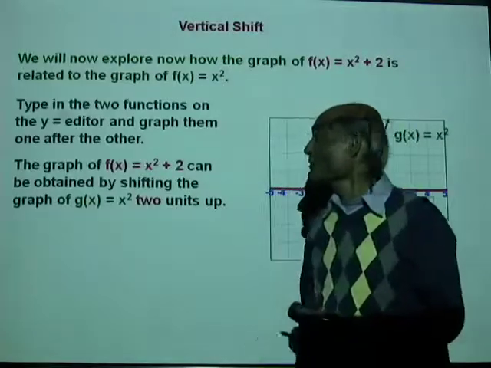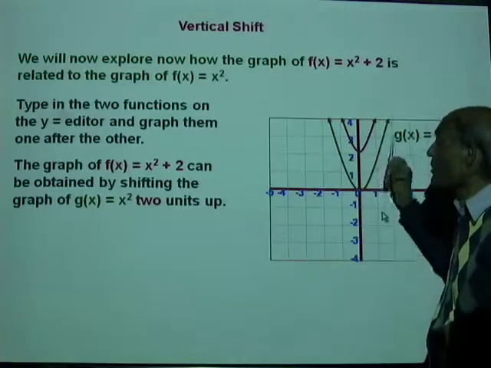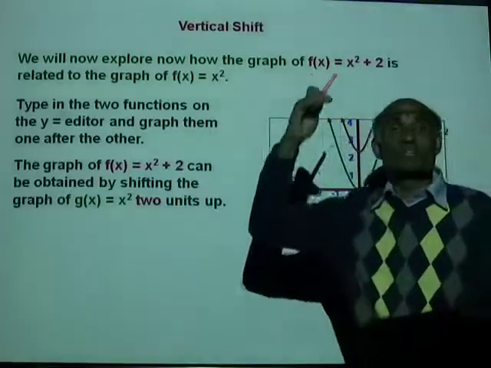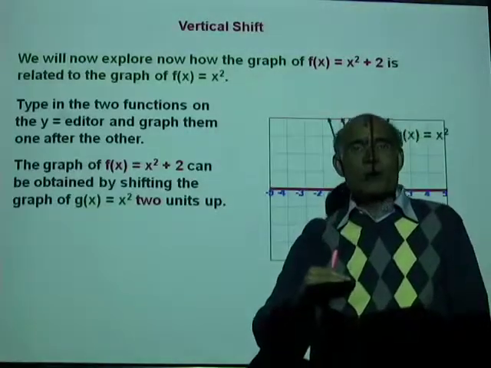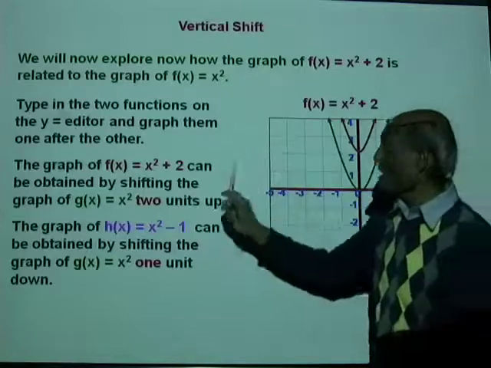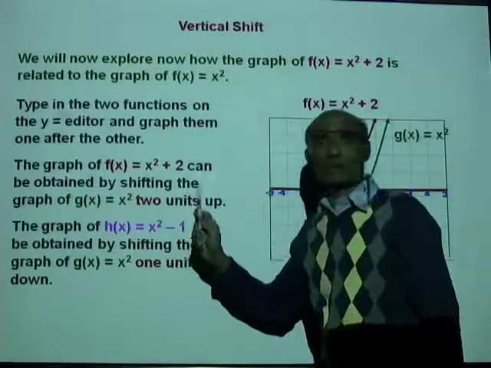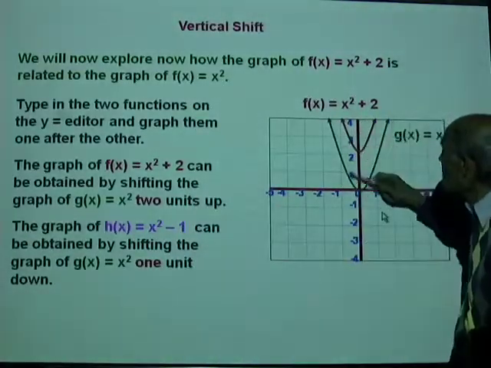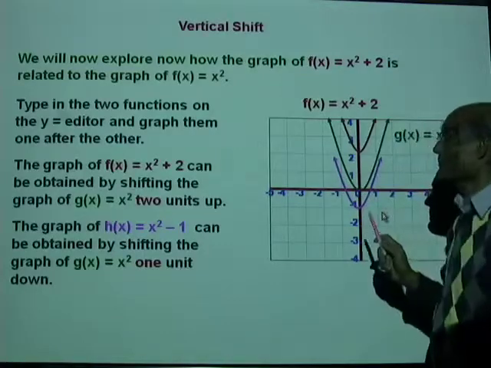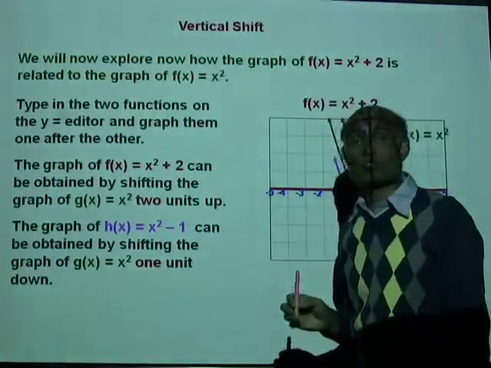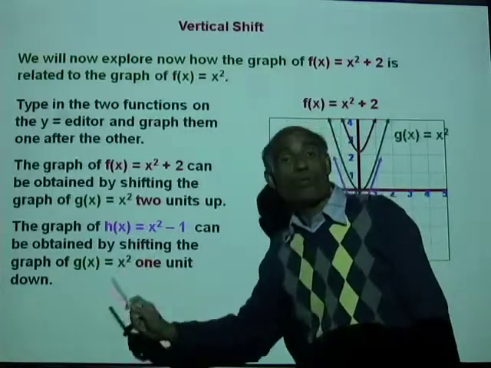The graph of f of x equal to x squared plus 2 can be obtained by shifting the graph of f of x equal to x squared 2 units up. That's a vertical shift. On the other hand, if it were x squared minus 2, the shift would have been down. Is that right? That's right. Alright, how about this? h of x equal to x squared minus 1. How will the graph of this look? Or how will you obtain this graph from the basic graph of g of x equal to x squared? Shift it 1 unit down. So the graph of h of x equal to x squared minus 1 is obtained by shifting the graph of g of x equal to x squared 1 unit down.